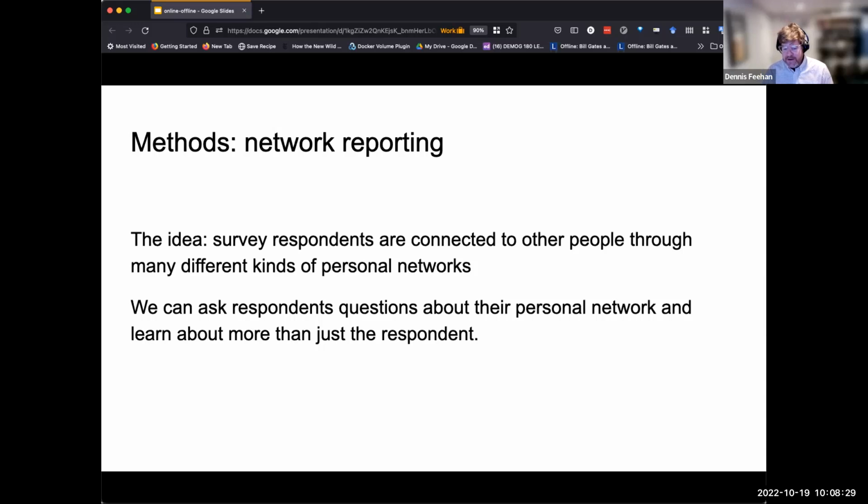Okay, so I'm going to start with this high-level conceptual description of the methods. And the idea here, as I said, is that survey respondents are connected to other people through lots of different kinds of personal networks.